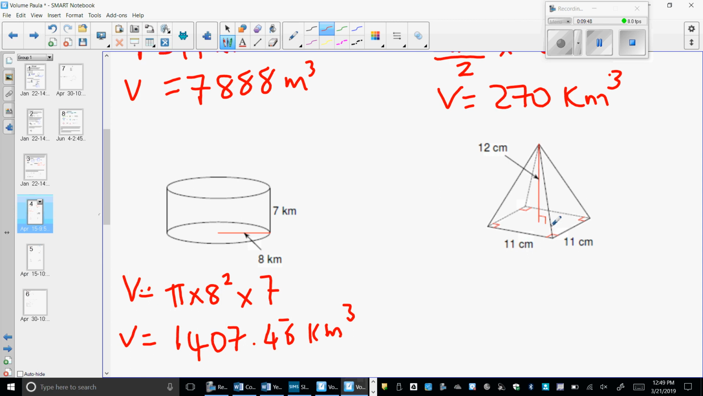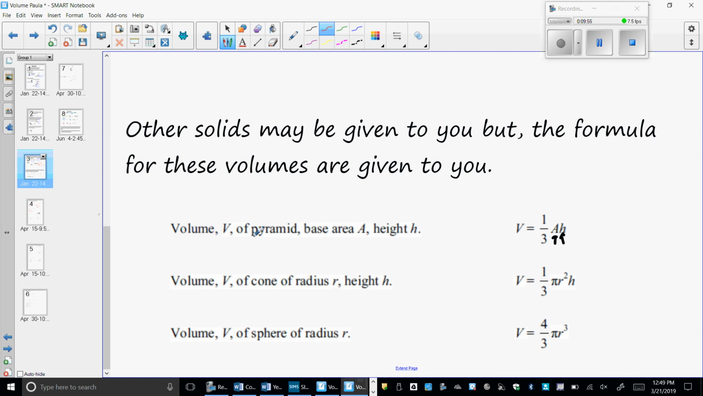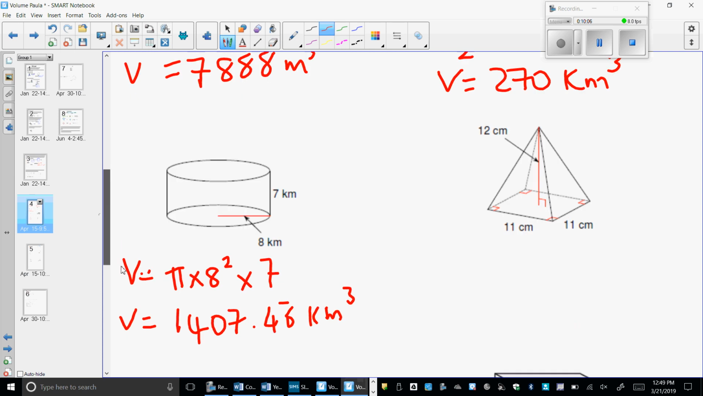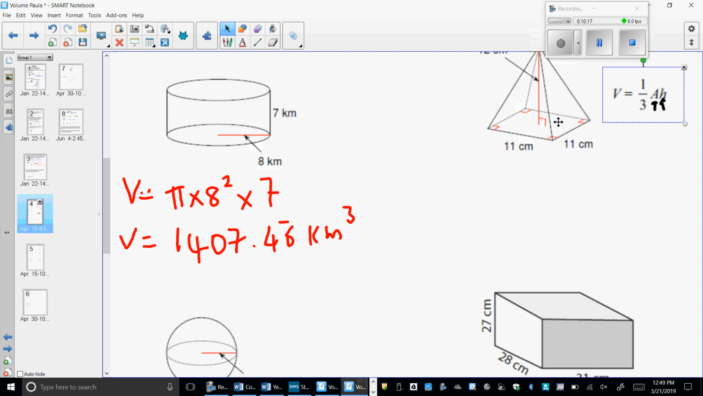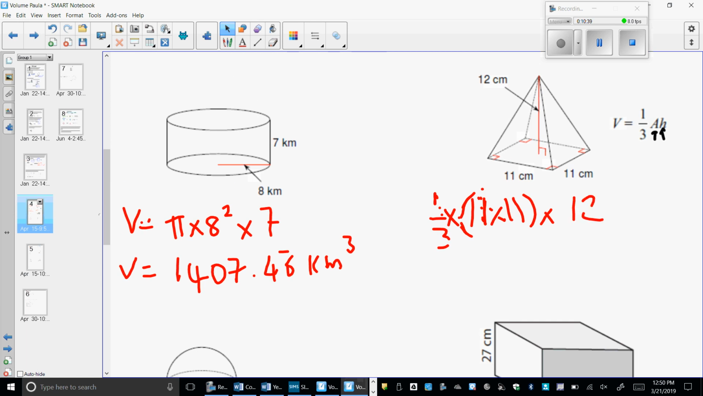Okay, this one's a pyramid, so we're going to use one of these formulas that we've just been given. So a pyramid, base area A. So A is the area of the base. So we need to find the area of the base first. That would be 11 multiplied by 11, because it's a square. So that's the area of my base. I've got to multiply that by 1/3 and multiply that by the height, which in this case is 12. So I'm just following my formula.